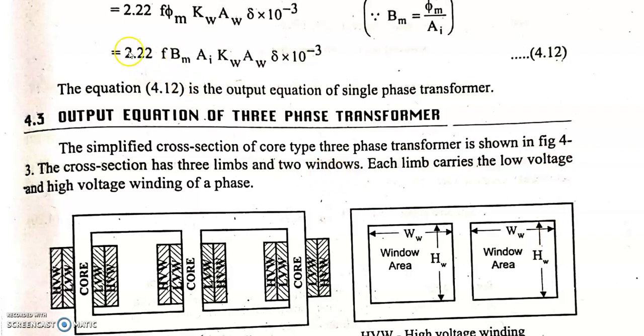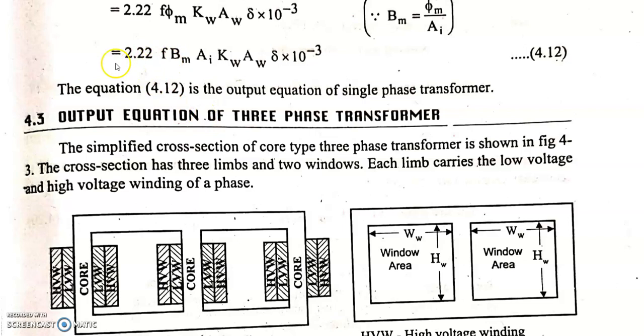In a single phase transformer, the kVA output equation is 2.22 f φm Kw Aw δ × 10^-3 in terms of flux. And in terms of flux density, we substitute flux as flux density times area. So from this equation, you can get φm as Bm into Ai, where Bm is the flux density and Ai is the area of cross section of core. These two are the final equations: this one is in terms of flux and this one is in terms of flux density.